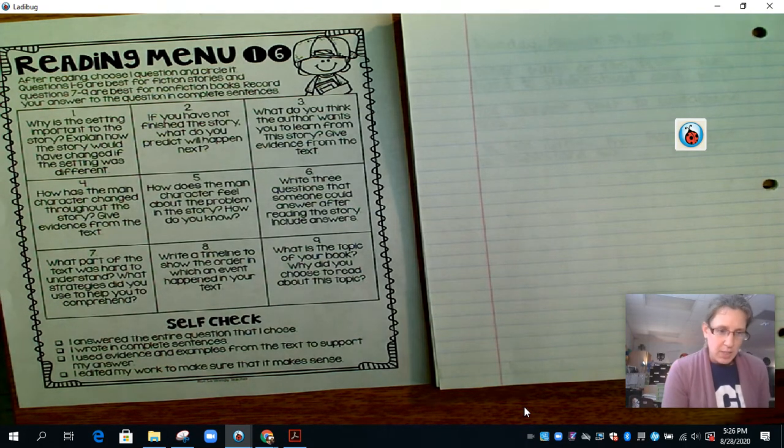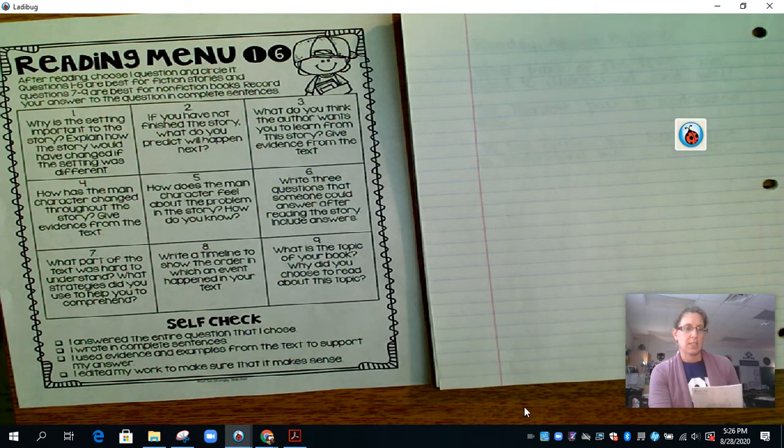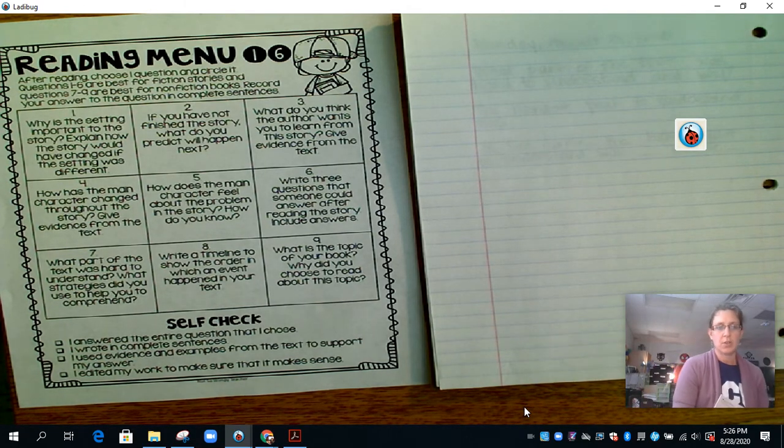My biggest point again on that, just make sure you're working on putting part of that question in your answer. So yesterday we did number 7, what part of the text was hard to understand and why? So remember in your response then you turn that question into that first sentence. The hardest part of the text to understand was, and then your answer.